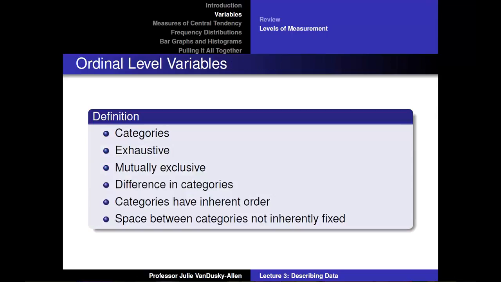Ordinal level variables also divide the subjects or observations in your variable into different categories. The categories are exhaustive, meaning that you include all the possible categories. The categories are also mutually exclusive, meaning that you can only place a subject or observation in your dataset into one of the categories. In addition, there is inherent order with an ordinal level variable.